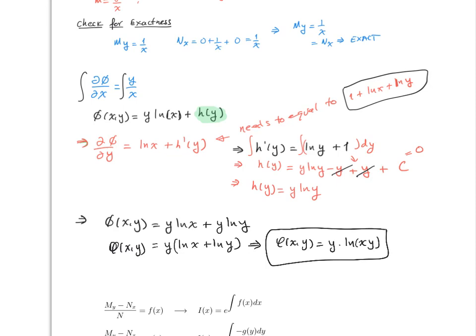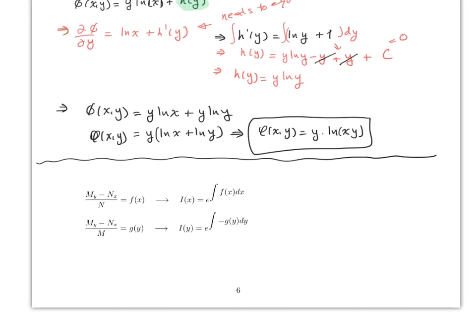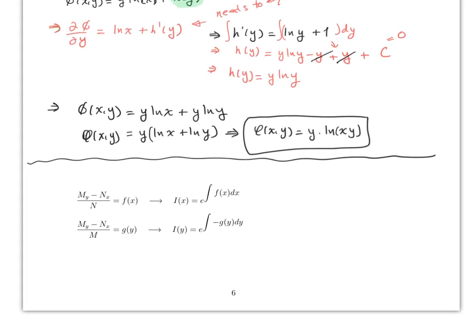Now, what happens if the equation is not exact? There are two very particular cases where, if the equation is not exact, you still can make it exact. If you take the partial of M with respect to y minus the partial of N with respect to x, and you divide by N, and you end up with a function that depends only on x, then you can use the following integrating factor, and this will make the equation exact.